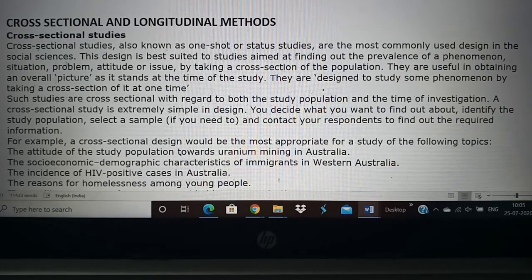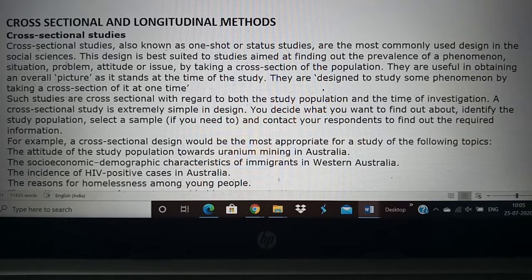You have taken the people and you have interviewed them. You are not following them up regularly. At one particular time you have studied them and you get an overall picture of how they are suffering from cancer, why they got cancer. All the information you collect at one particular time. So that is a cross-sectional study.